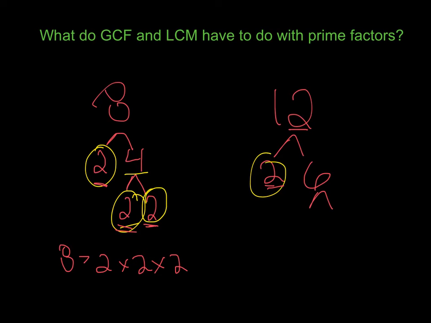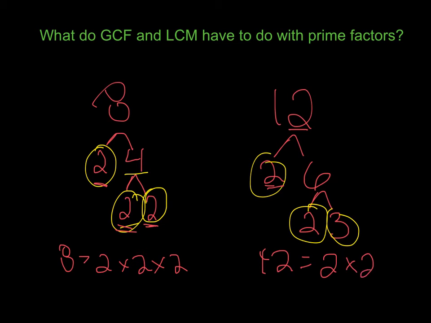6 is a composite number because it's even. And 6 divided by 2 equals 3. And 3 is a prime number. 2 is a prime number, we know that. So we have 12 on this side equals 2 times 2 times 3.